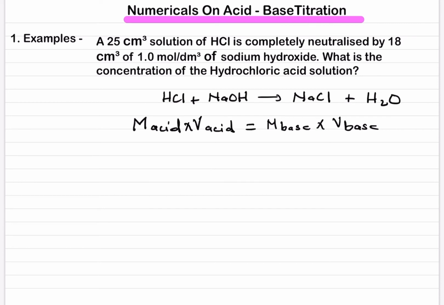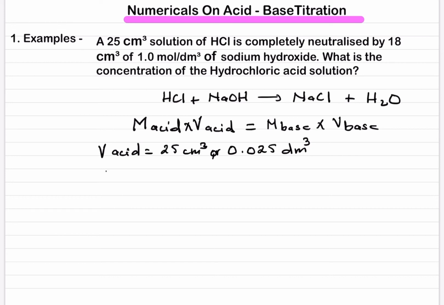Now according to the numerical, V, that means volume of the acid, equals how much? 25 centimeter cube. We have to convert it into decimeter cube. So we divide by 1000 and we get 0.025 decimeter cube. So we converted it into decimeter cube.